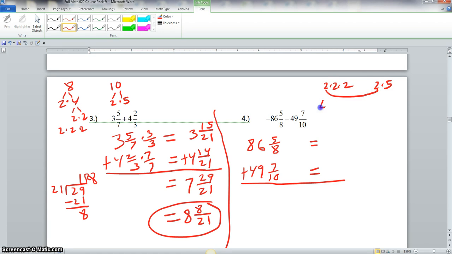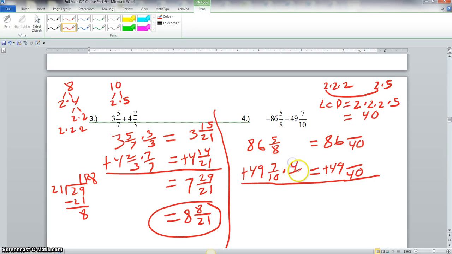We have one set of 2's that match up, so we'll bring down that one 2, and then we'll bring down the 2 remaining 2's and the 5. So our LCD here would be 40. So we'll bring over 86, we'll bring over our 49, and we know our new denominators are 40. 40 divided by 10 is 4, so we multiply the numerator and denominator by 4. 40 divided by 8 is 5, so we multiply our numerator and denominator by 5. So this will give us 28 over 40, and this will give us 25 over 40. So now we will add them. 25 over 40 plus 28 over 40 is 53 over 40.